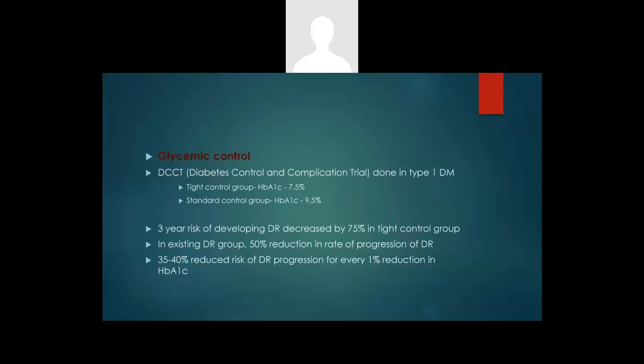The study results found that at the end of 3 years, the risk of developing diabetic retinopathy decreased by 75% in patients who had controlled HbA1c, and there was a 50% reduction in the rate of progression to proliferative diabetic retinopathy. The study also tells that for every 1% reduction in HbA1c, there is a 35 to 40% reduction in the progression of diabetic retinopathy.